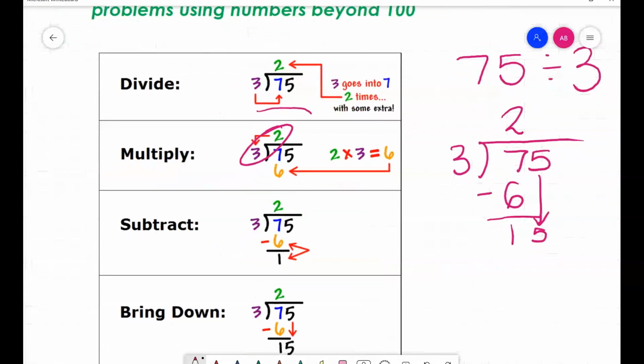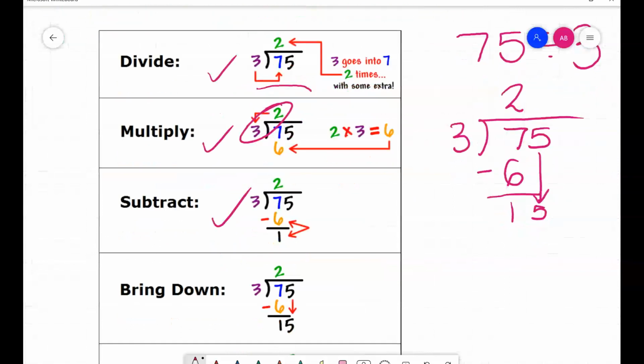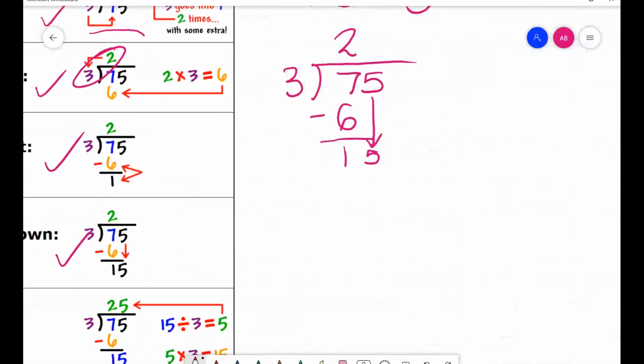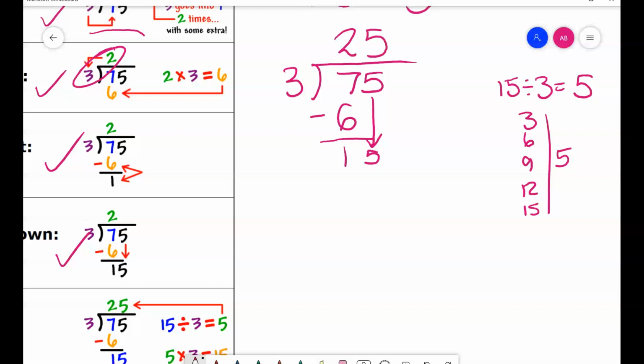So we've done the divide, we've done the multiply, we've done the taking away, the subtraction, and now I've brought down my next number. So now I'm going to repeat that process. I'm going to look at this number now, 15 divided by 3. How many sets of 3 can I get out of 15? So I can do 15 divided by 3 equals 5. Or I can skip count up. 3, 6, 9, 12, 15. How many is that? 5. So 3 into 15 goes 5 times.